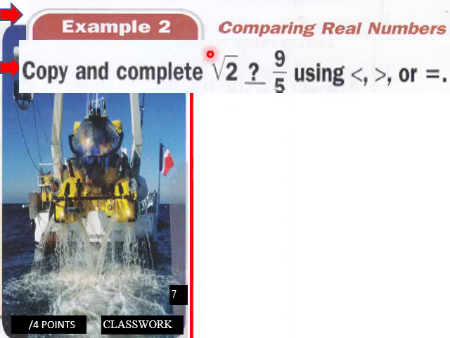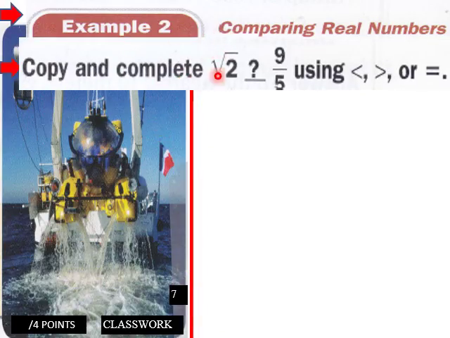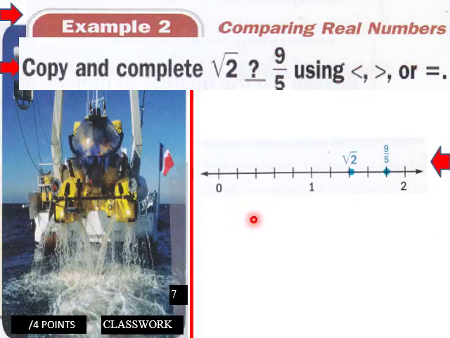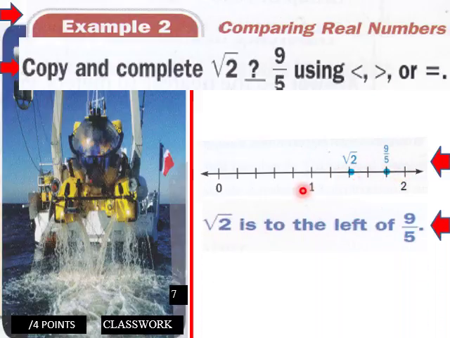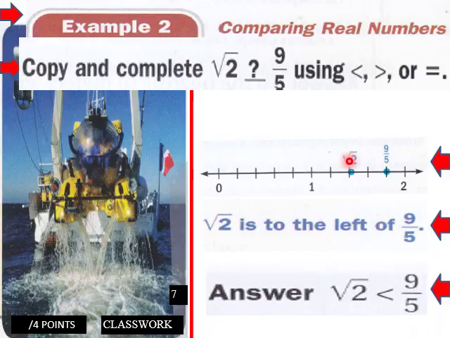Okay, let's get into another example here. Example 2, copy and complete. Square root of 2 is what to 9 over 5 using these symbols here. Here they are on a number line. Square root of 2, 9 over 5. So square root of 2 is to the left of 9 over 5. What does that mean? It means that square root of 2 is less than 9 over 5.